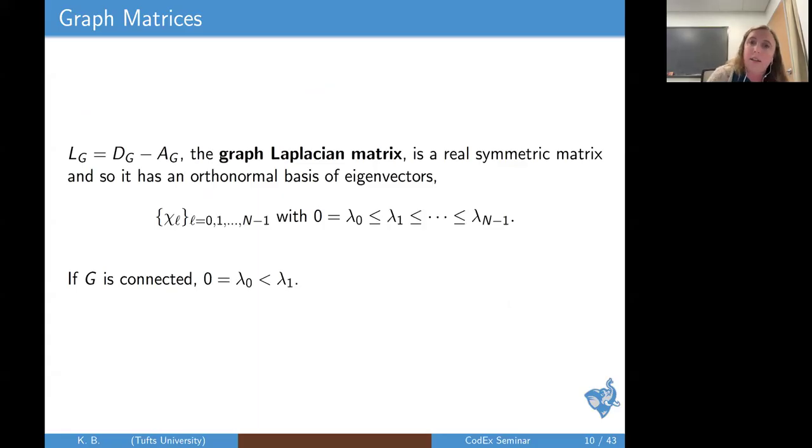And the nice thing about the graph Laplacian matrix is it's a real symmetric matrix. It has an orthonormal basis of eigenvectors. We can order the eigenvalues, and in particular, if G is connected, we know that the smallest eigenvalue is 0, and all of the eigenvalues beyond that are strictly greater than 0. And in fact, we're going to just assume from now on that we're working with connected graphs.